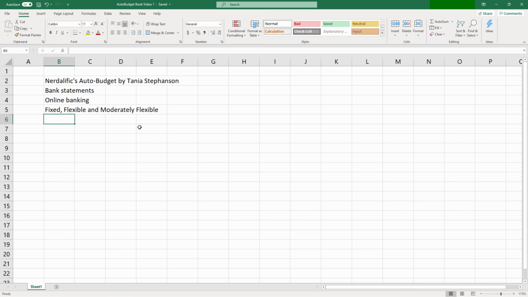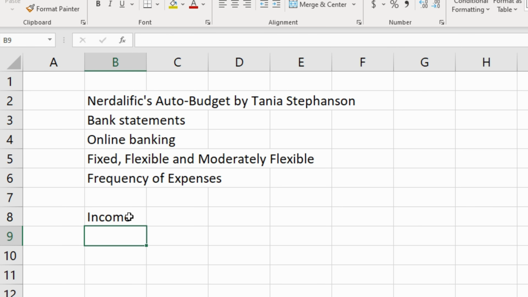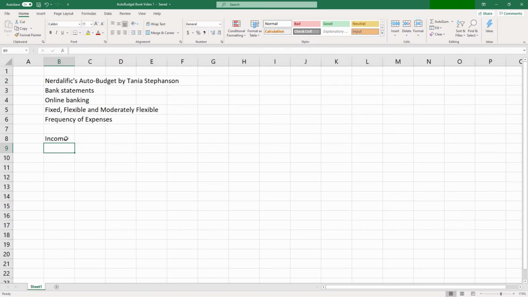As you're taking note of all of these types of expenses, you also need to note the frequency of these expenses. Next, you need to document your income. You need to document how many forms of income you have, the amount, the frequency. Is it monthly, bi-weekly, weekly?